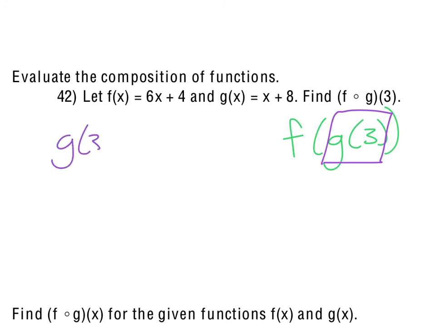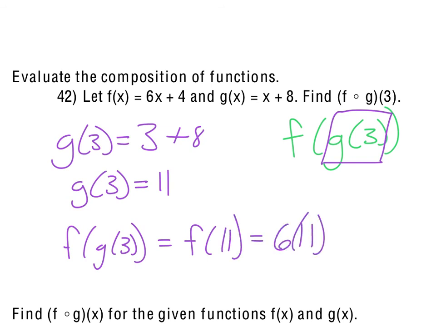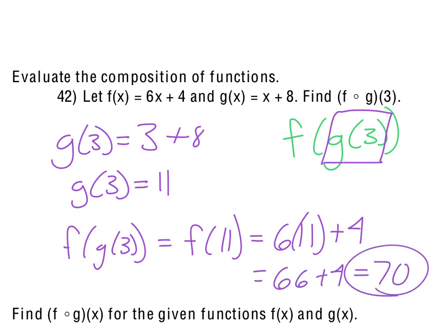So g of 3 would be just 3 plus 8. So g of 3 is 11. And so then I'm really finding f of g of 3, but now I know that g of 3 is 11, and so we know we've got 6 times 11 plus 4, so 66 plus 4, or 70. So that's what f of g of 3 is, really it's 70.